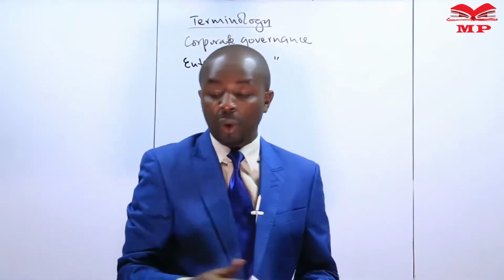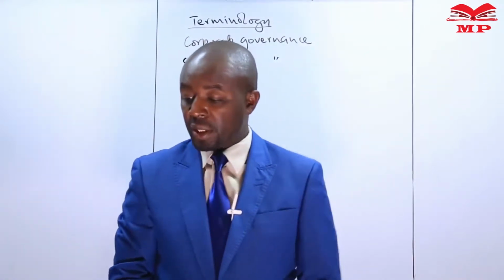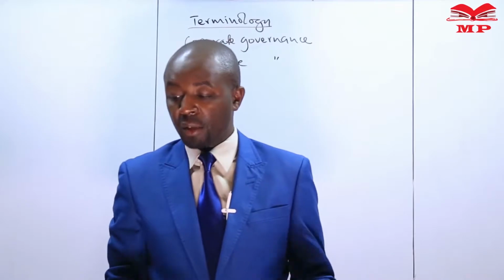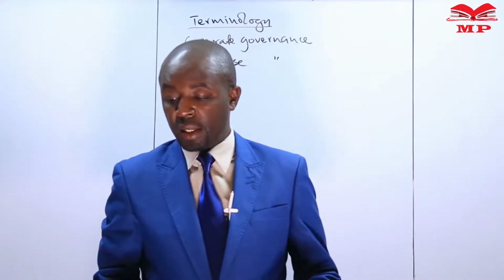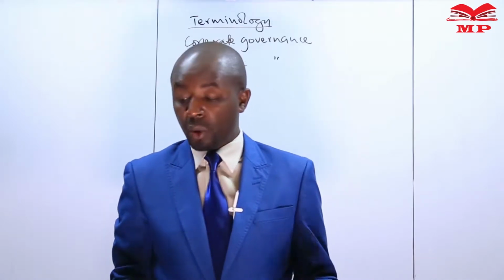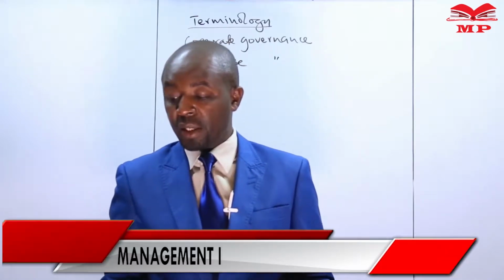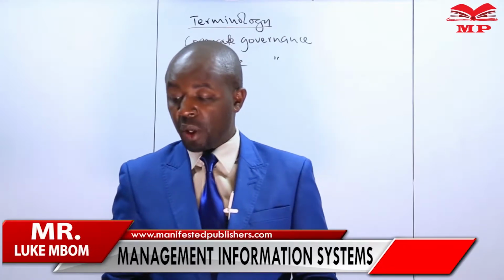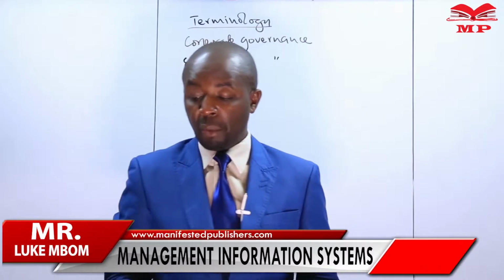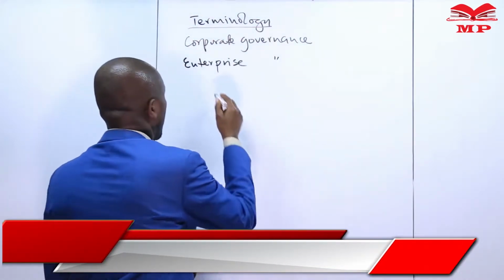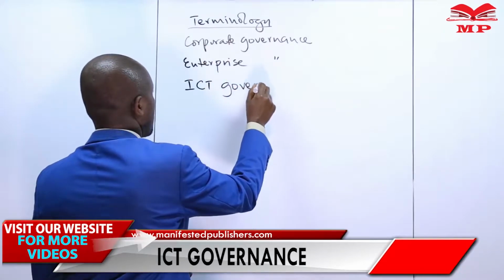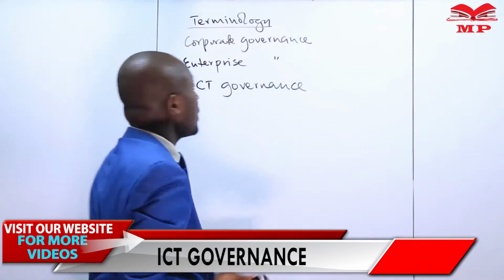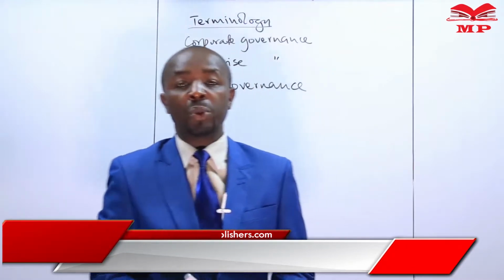Enterprise governance. So what is enterprise governance? Enterprise governance talks about a set of responsibilities and practices exercised by the board and executive management with one goal, that is to provide strategic direction and ensure the objectives are achieved. That is now enterprise governance. So for both the enterprise governance and corporate governance, we need what we call ICT governance. Because without ICT, both of those two will not be able to succeed.